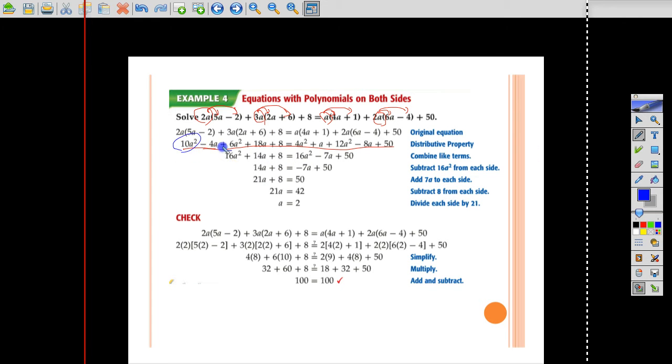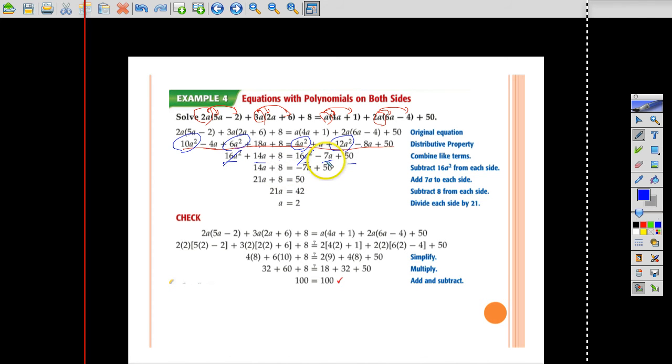You have 10a squared, 6a squared becomes 16a squared. Negative 4a, 18a becomes 14a. 8 stays the same. And on the right side, you have 4a squared plus 12a squared becomes 16a squared. a minus 8a, negative 7a, and you have your 50 here. Okay, so in order to solve for a, I'm going to move everything around so your answer becomes a equals a number. So you have 16a squared here on each side. They cancel each other out.